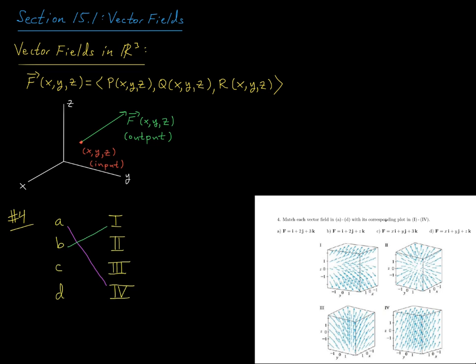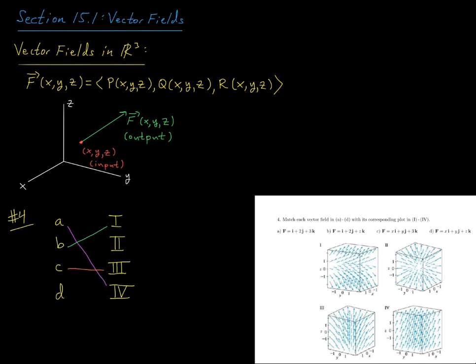All right, for C, F is xi plus yj plus 3k. I have a constant k component, right, 3k. So that says all my vectors are going to be pointing upwards with a k component of 3. And I can see that here in plot 3.